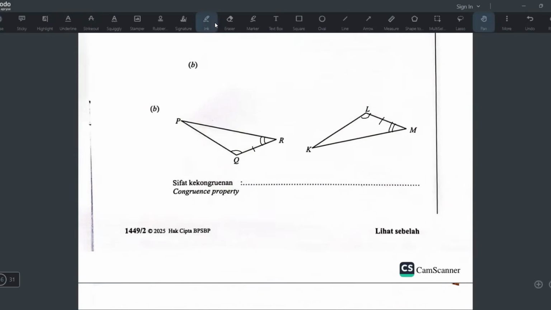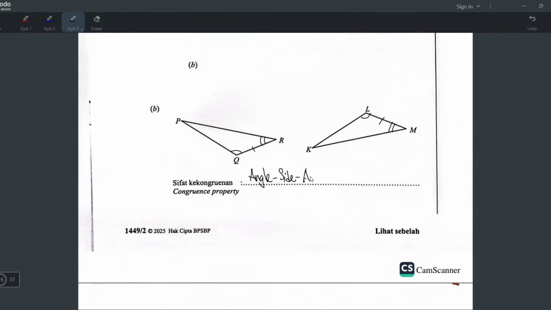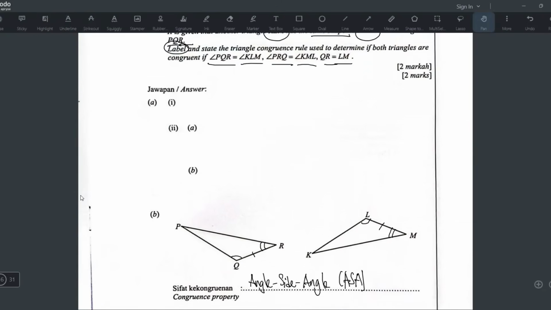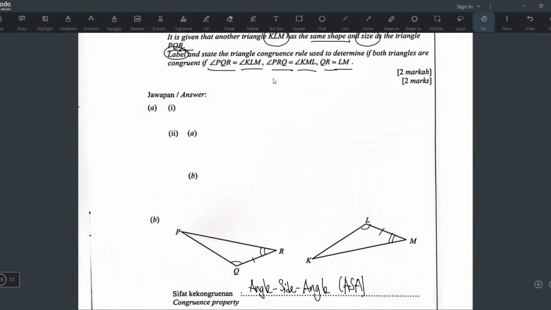This triangle congruence rule is called the ASA, but I recommend writing the full one. So angle, side, angle. Okay, you learn this in the same chapter, Form 5 chapter 5. So you learn about triangle congruency, the properties of triangle congruency, and you learn about all the congruence rules, and you learn that to know that two triangles are congruent, sometimes when you have 3 pieces of information that are the same, you can know they are congruent already.